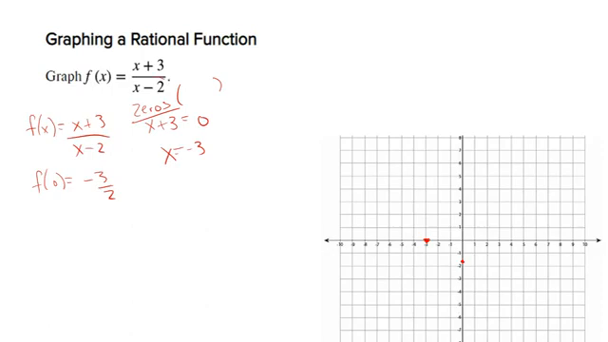Now, we have a vertical asymptote at x equals 2, whatever makes the denominator 0. So at x equals 2, we want to draw our dotted line here for our asymptote.